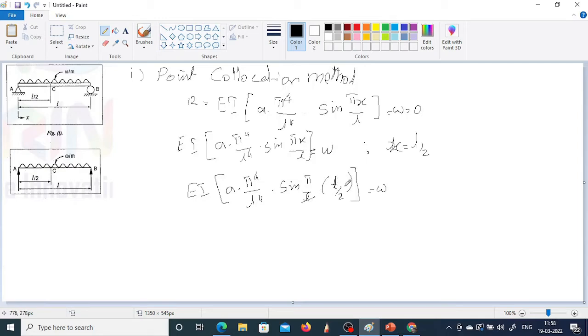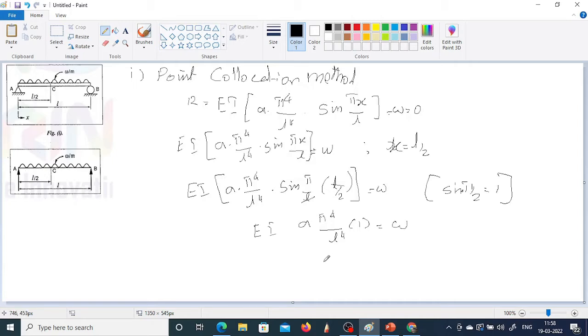What does sine pi by L into L by 2 become? I can cancel the L because the denominator and the numerator are the same, so from this I get sine pi by 2. Sine pi by 2 is equal to 1. So EI into A into pi power 4 divided by L power 4, where the sine pi by 2 term is 1, is equal to W.